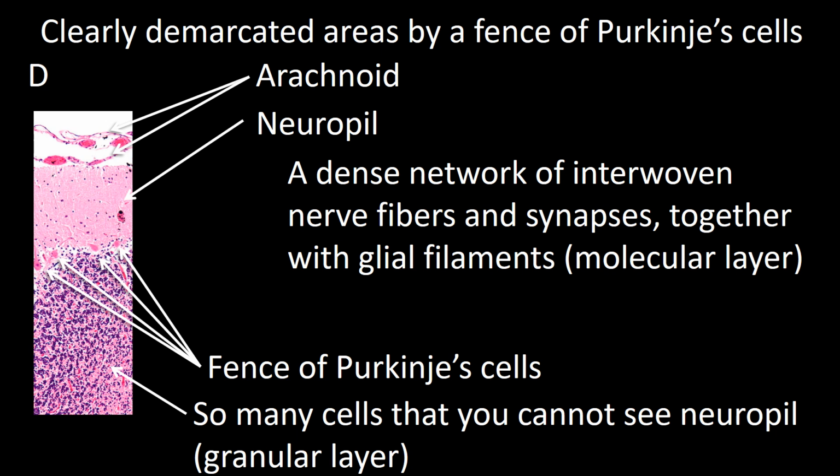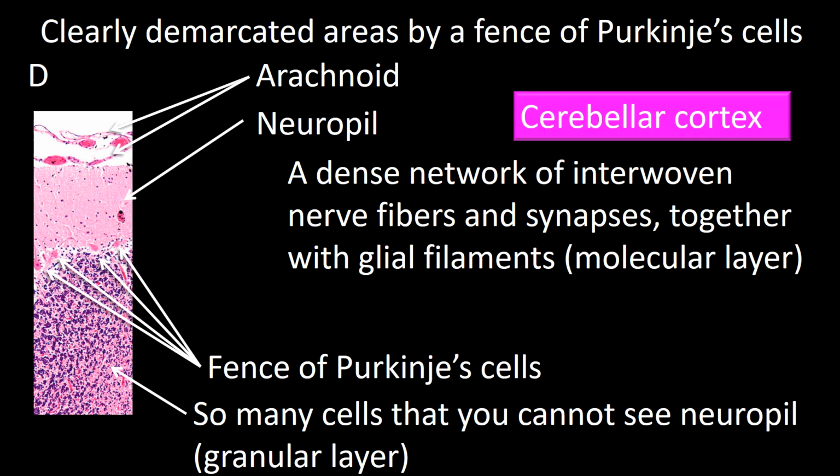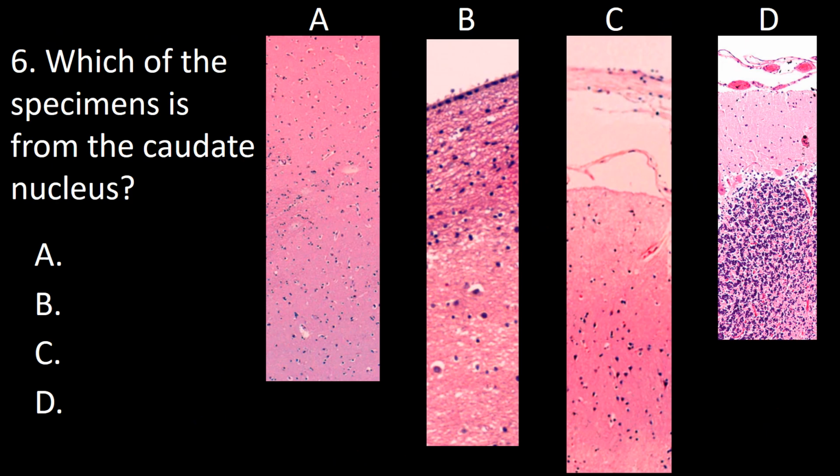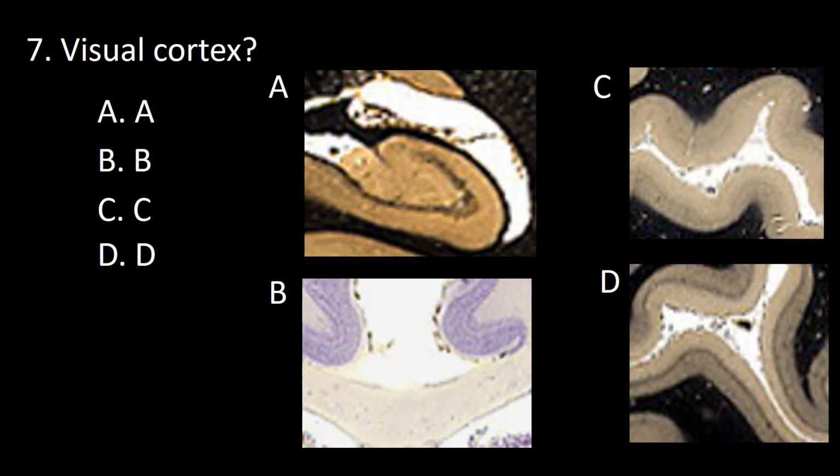We can also see the arachnoid. This specimen corresponds to cerebellar cortex. So the answer to this question is B. Next question. Please look at these specimens and choose the one corresponding to the visual cortex.